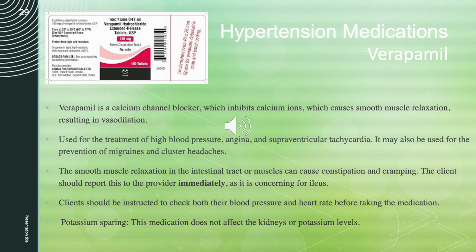So the smooth muscle relaxation in the intestinal tract or muscles can cause constipation and cramping. This is a problem. If someone complains of constipation and cramping and they are on verapamil, you have to let them know immediately, and by they I mean your provider, because this could cause an ileus. If you have an ileus, you could then have a perforated intestine. If you have a perforated intestine, you have sepsis. We take your entire abdomen out, put cellophane on top of it, and then I look at your intestines and they ooze green most of the day.